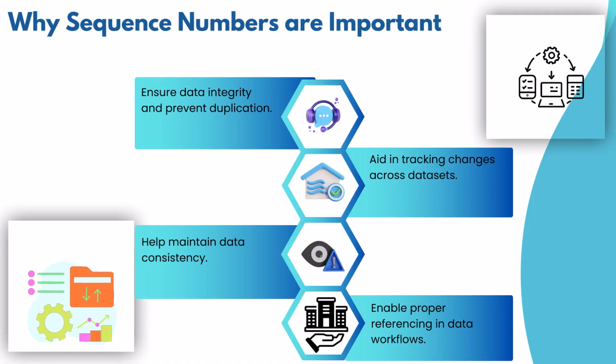Picture a library with no book labels. Finding a book would be impossible. Sequence numbers prevent chaos by ensuring data integrity and consistency. They help in tracking records, avoiding duplicates, and making sure everything stays in order. Without them, our data would be an unorganized mess. So yes, sequence numbers are small but mighty.